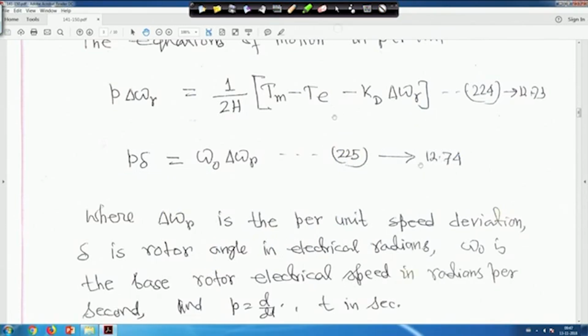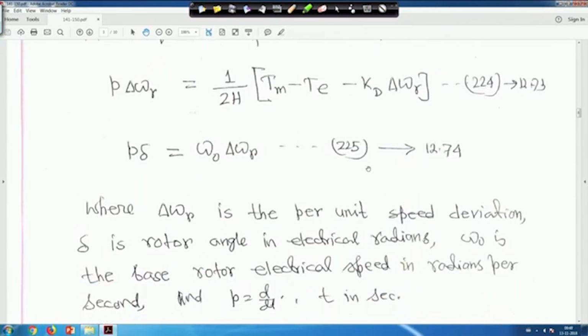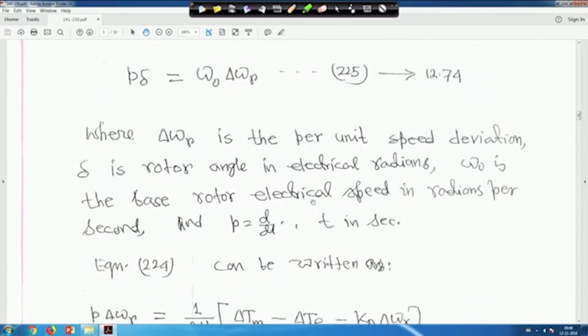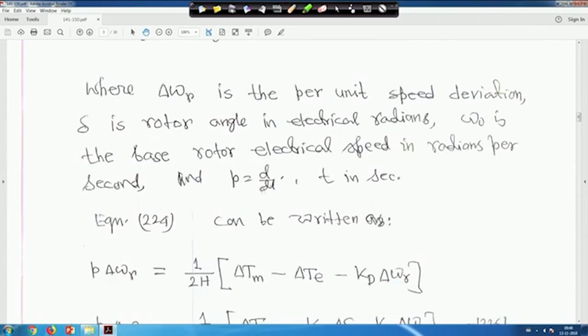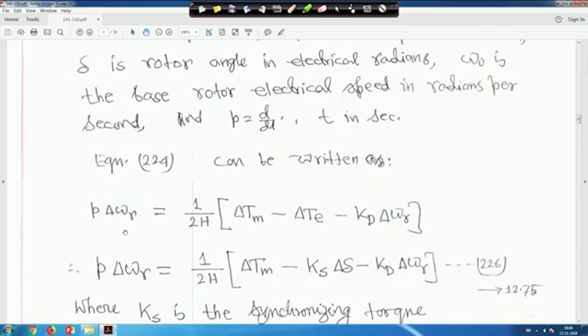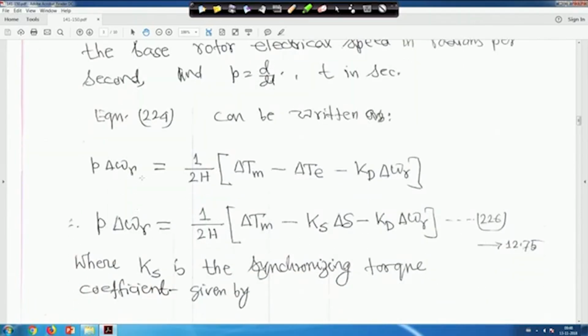So, this is my equation 22-5, where delta omega r is the per unit speed deviation, delta is the angle in electrical radians, and omega 0 is the base rotor electrical speed in radians per second. P is the differential operator that later we will replace by S, the Laplace operator, and T is in seconds.